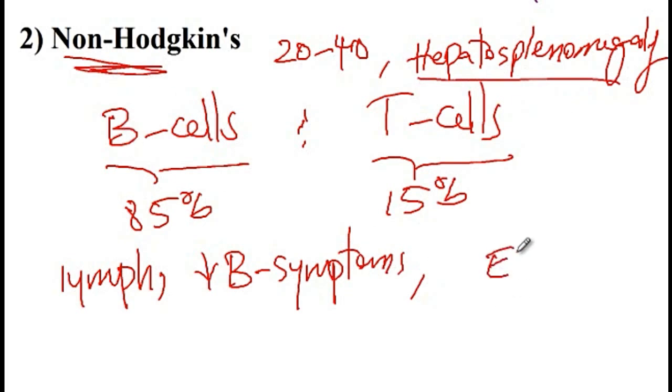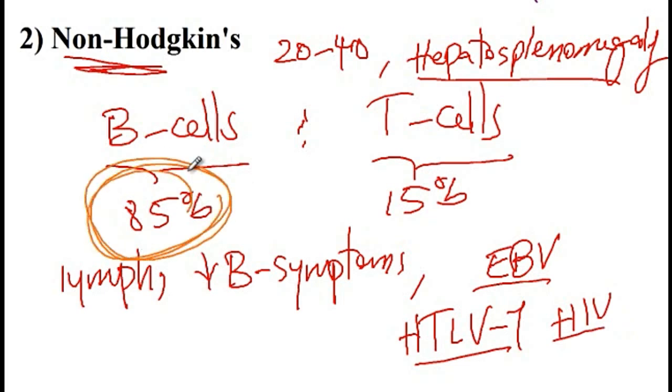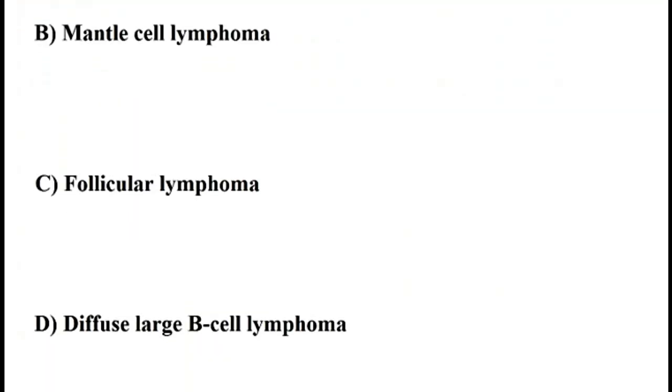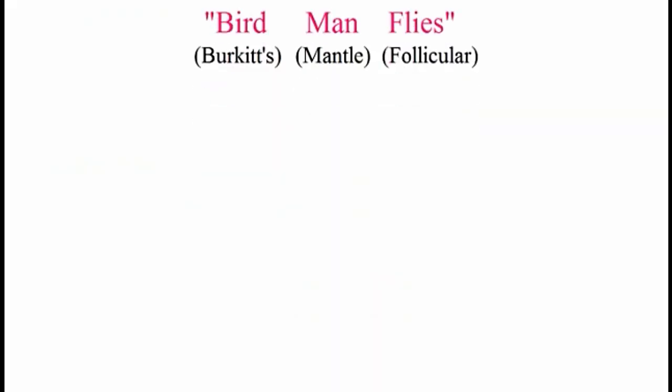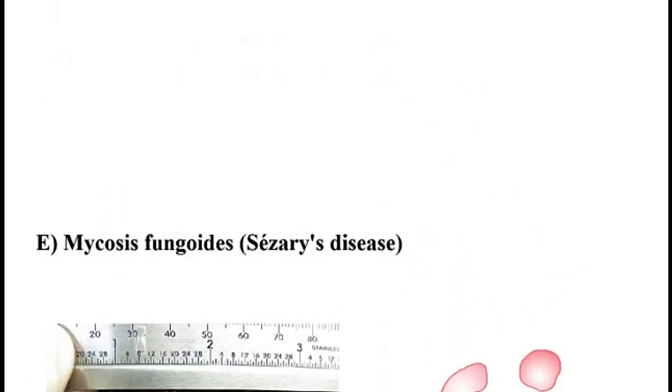Common risk factors include the Epstein-Barr virus, which is seen with the Burkitt's lymphoma. It includes the human T lymphocyte virus 1, which is seen with the human T cell leukemia or lymphoma, and then also HIV and immunosuppression are the other risk factors to non-Hodgkin lymphoma. So as I mentioned earlier, 85% of these lymphomas are derived from B cells, while only 15% are from T cells. And next I would like to go over those. So here we have Burkitt's, mantle, follicular, and diffuse large B cells, which are all derived from the B cells. And then next we have the mycosis fungoides and adult T cell lymphoma, which are derived from the T lymphocytes.